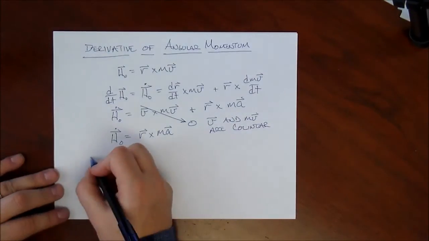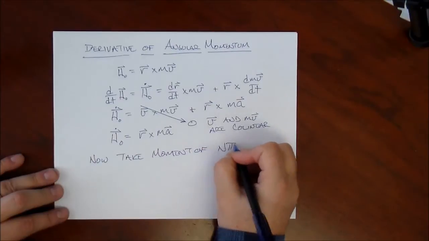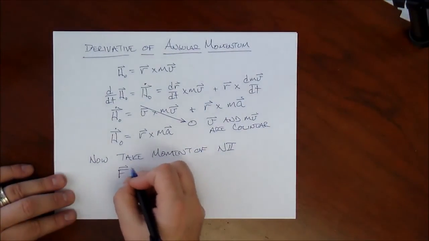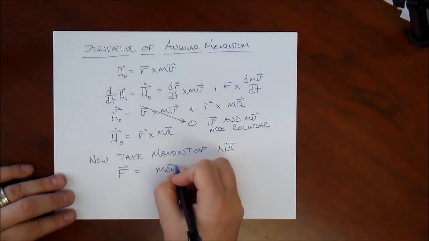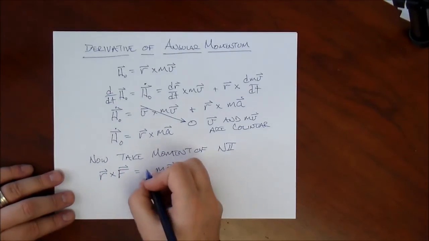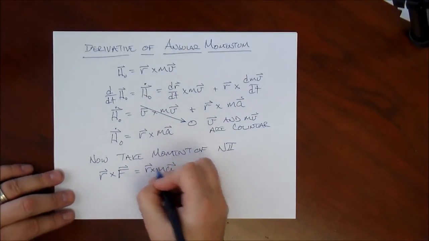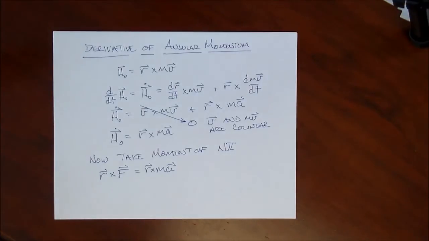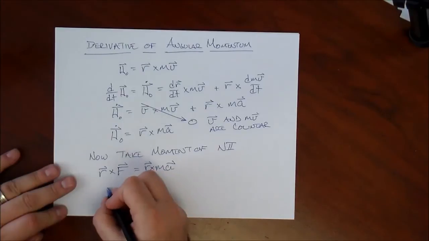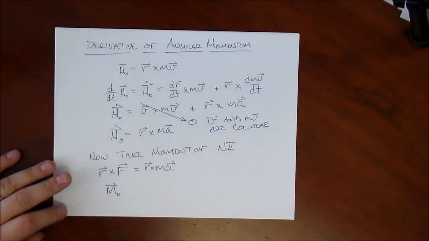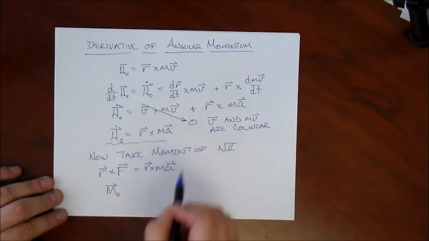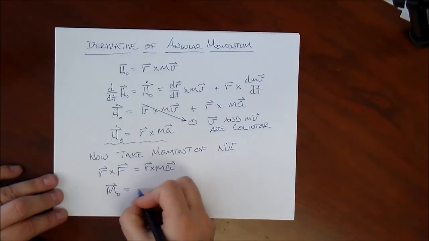Now I want to take the moment of Newton's second law. Newton's second law is the force equals mass times acceleration. So the moment of that is r cross with the force and r cross with ma. Well, r cross with the force is just the total moment, so that's the moment about O. And r cross ma, as we just saw a moment ago, is the time rate of change of angular momentum.